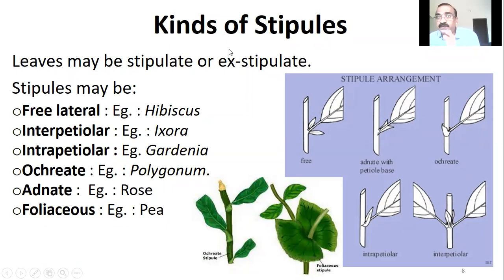And if the leaf is stipulate, if a stipule is present, then the stipule may be of different types. So there are many types of stipules which are called free lateral, interpetiolar, intrapetiolar, aureate, adnate, foliaceous, etc. So I have mentioned a few types of stipules, and you can see them on this associated diagram here. Can you make out the diagram?